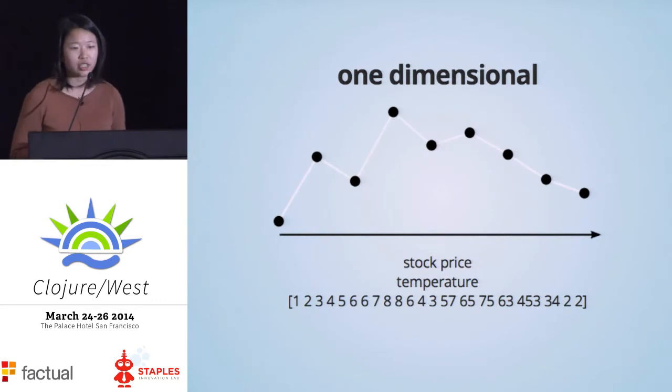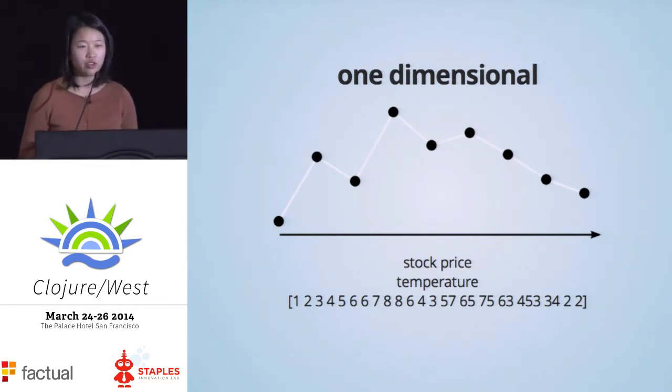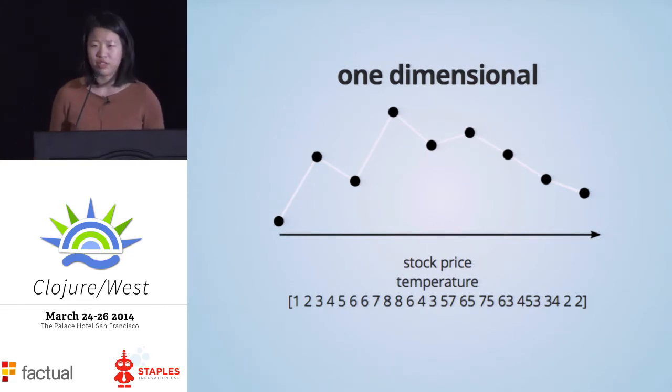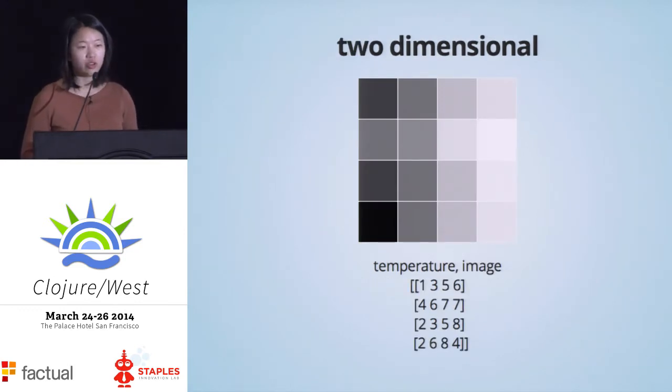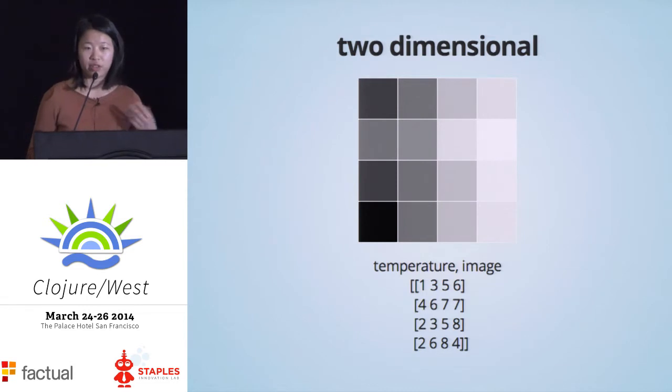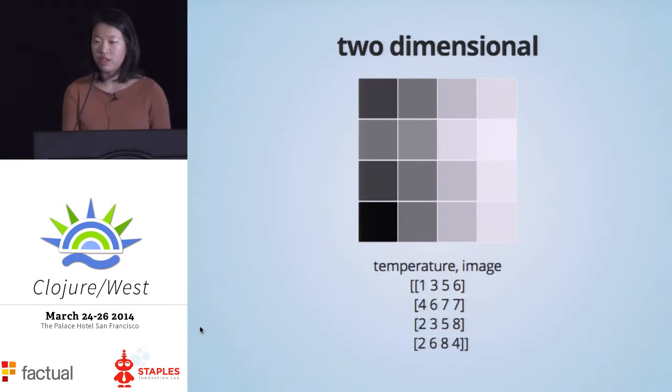So what does this data look like? A one-dimensional data set could be the price of a stock over the course of time, or temperature for San Francisco. In Clojure, this is probably just a flat array or a vector. Two-dimensional could be temperature over all of San Francisco, like a 7 by 7 mile grid, or raster data like an image. We could represent this in Clojure as a doubly nested vector.